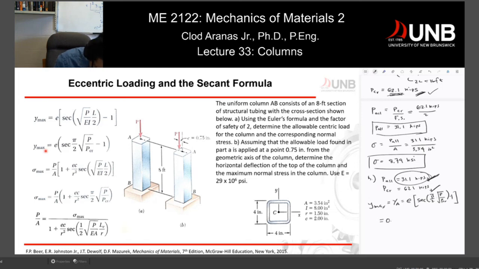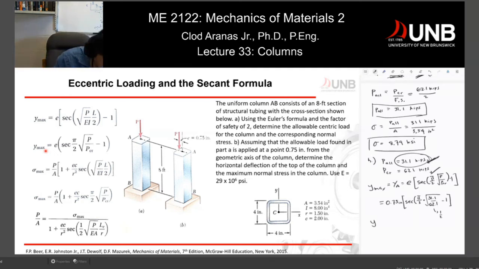So, that should be 0.75 inch. You have your secant, and then you have pi over 2 times. So your P is equal to 31.1. PCR is 62.1. I'm just going to write it there, but you will see it's 1/2. Minus 1. So this would become 1/2 right here. You can see it's 1 over 2. And then what you will calculate here is Y max is equal to 0.939 inches.